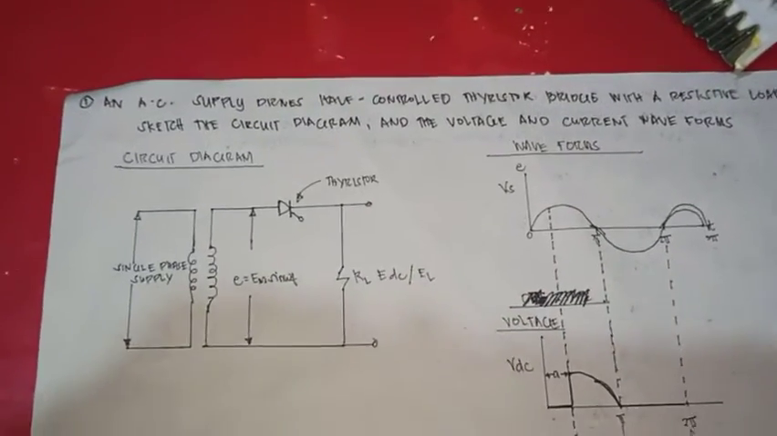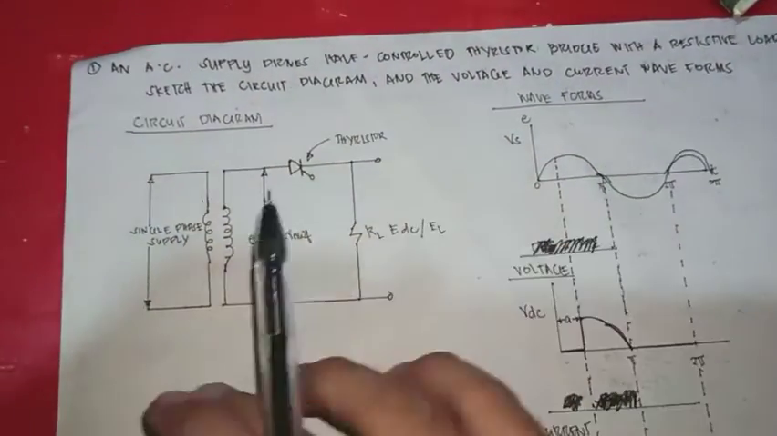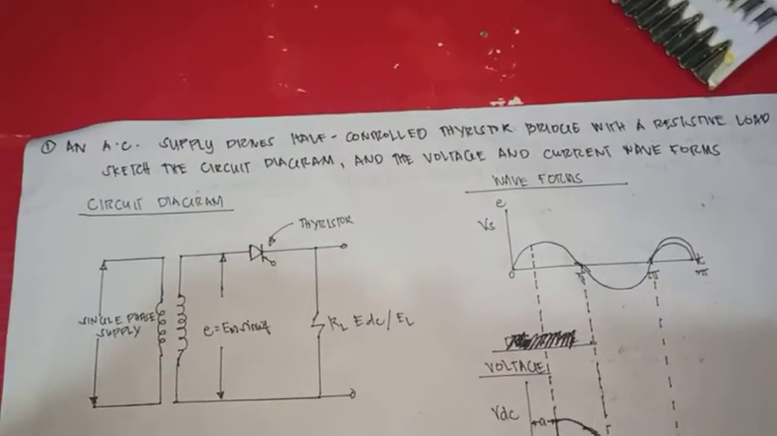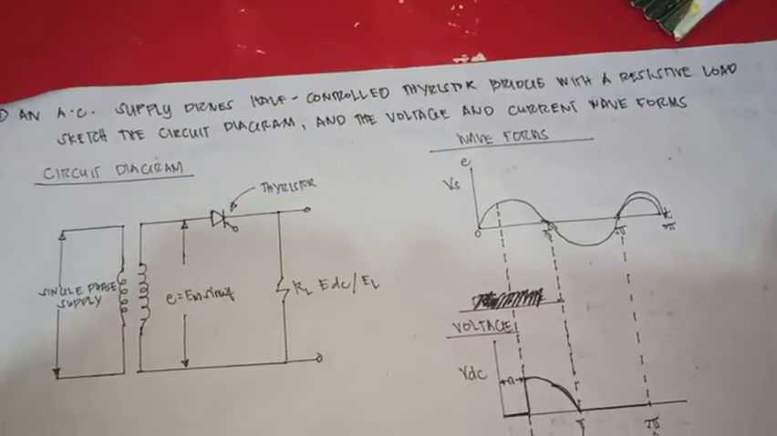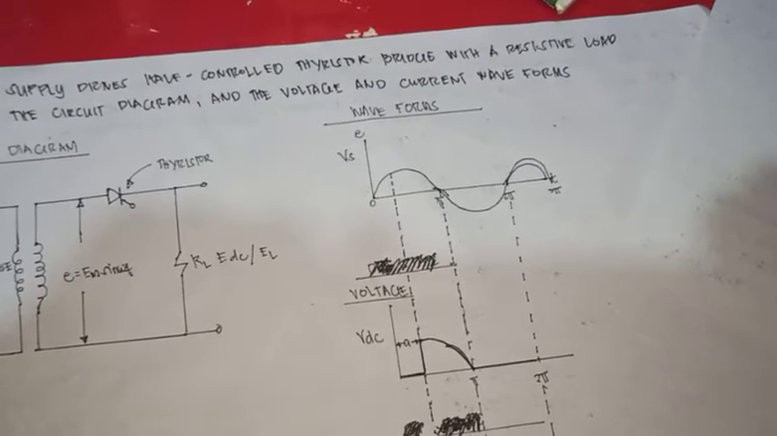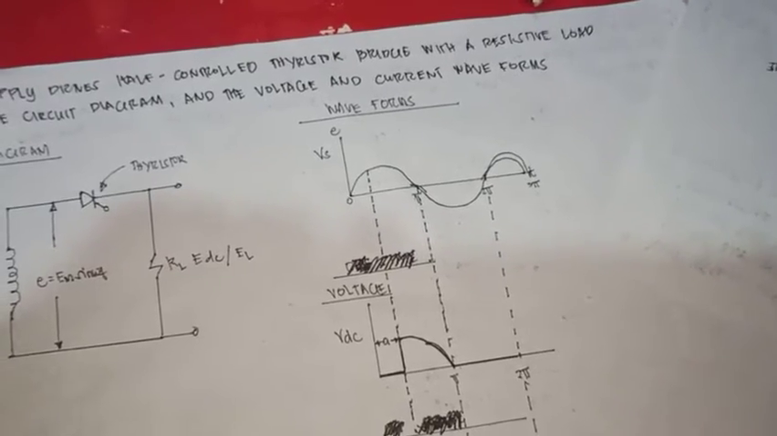Now this is the LE 077 period 2 examination. An AC supply drives a half controlled thyristor bridge with a resistive load. Sketch the circuit diagram and the voltage and current waveforms.